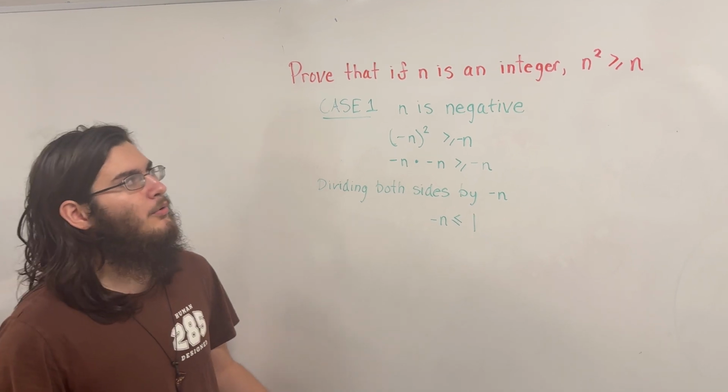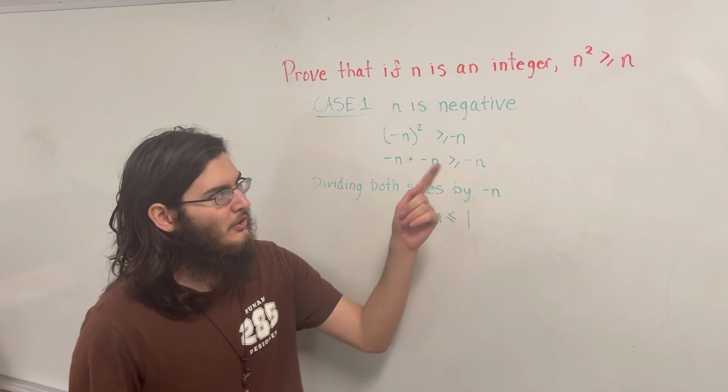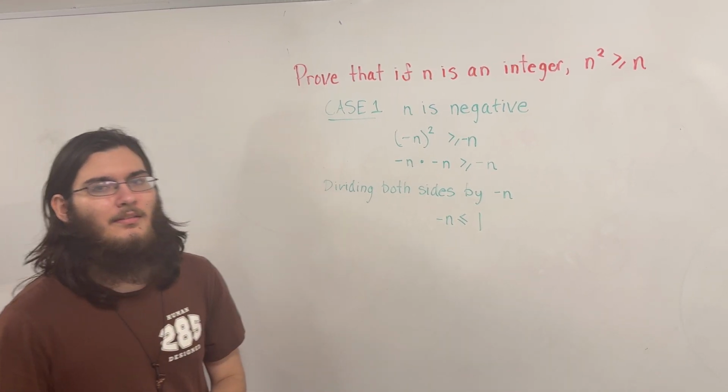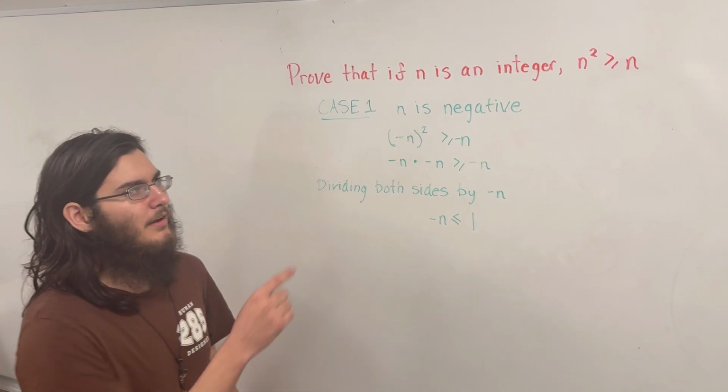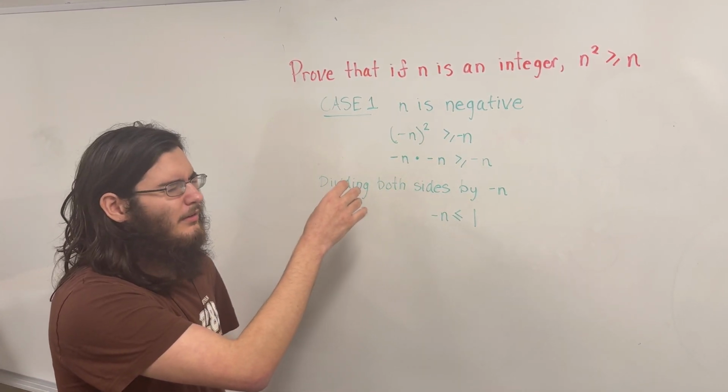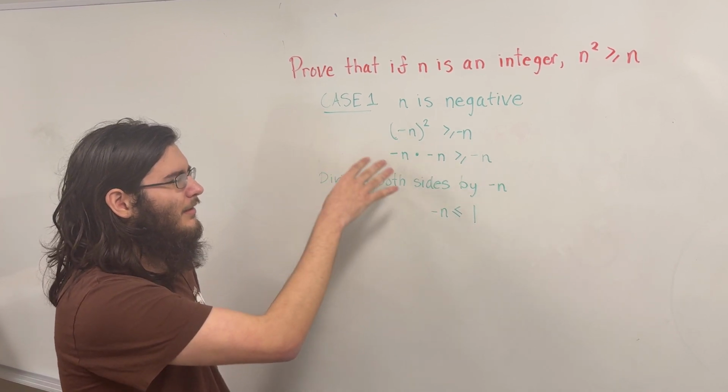Okay, today we're going to prove that if n is an integer, then n squared is greater than or equal to n. So we're going to do this using proof by cases. So the first case we're going to be looking at is if n is negative. So for the calculations here, we pull out negative 1 just to make it a bit clearer.